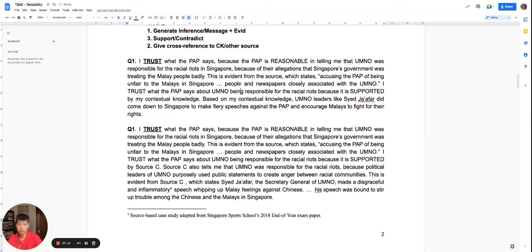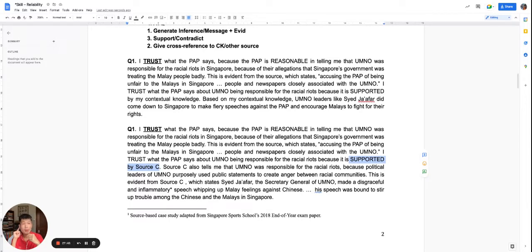First method, cross-reference to contextual knowledge. Second method, cross-reference to another source. In an exam, will you need to write both methods? No, one is fine. Just write one of the two methods, cross-reference to your own knowledge or cross-reference to another source, and that's the full 6 marks. In the exam, do you need to write both trust and do not trust? No, one side is fine. You just need one side to cross-reference.